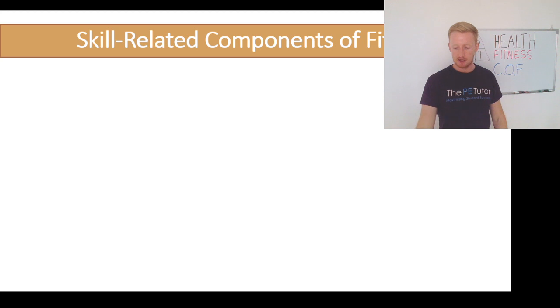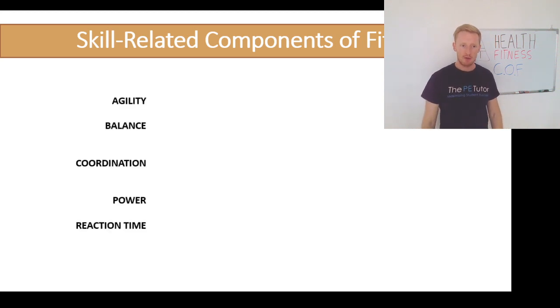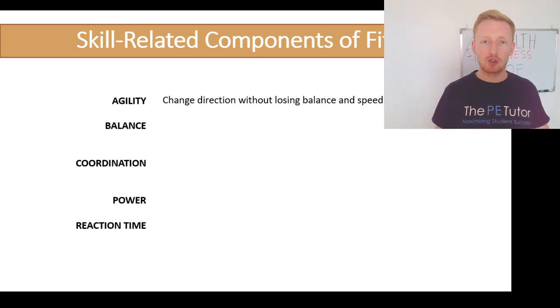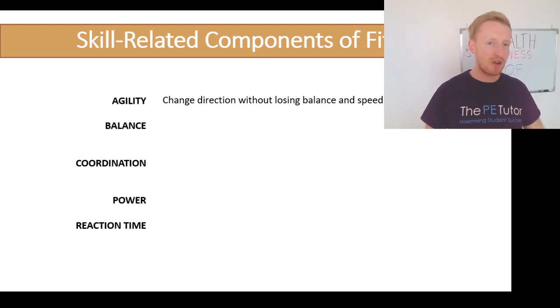Our skill-related components then. Okay, we've already got 5 of these ones. Agility. This is direction with speed. Direction with speed, with balance, with control.